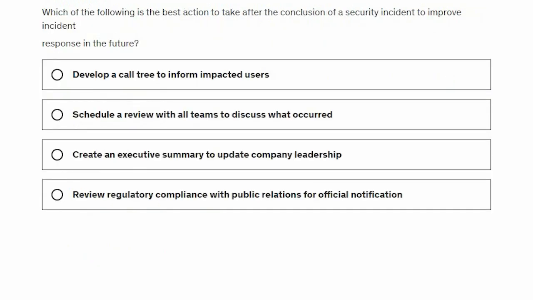Question number 5. Which of the following is the best action to take after the conclusion of a security incident to improve incident response in the future? A. Develop a call tree to inform impacted users. B. Schedule a review with all teams to discuss what occurred. C. Create an executive summary to update company leadership.